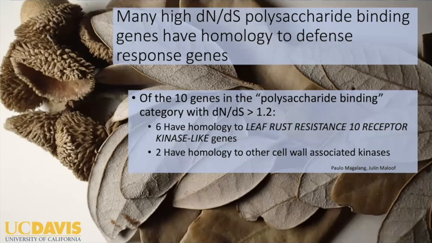And so of the 10 genes in that polysaccharide binding category, 6 have homology with leaf rust resistance 10 receptor kinase-like genes, and 2 have homology to other cell wall kinases.